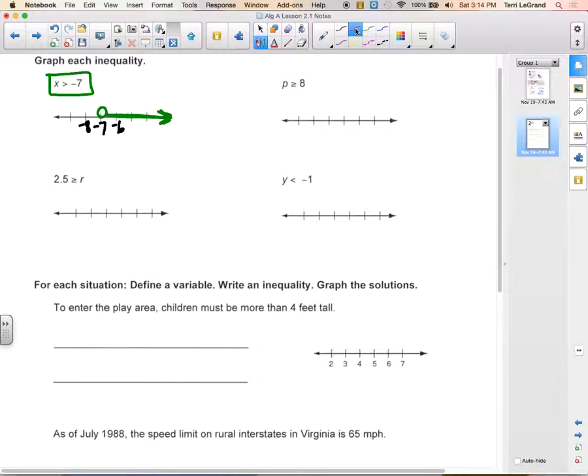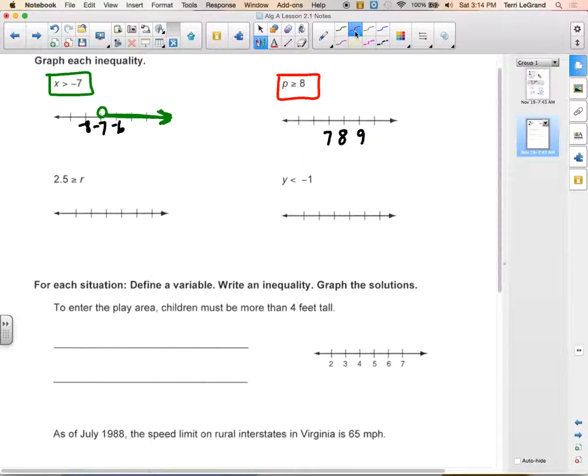Okay, let's move on to this one. We have P is greater than or equal to 8. Okay, first thing we're going to do is say, I need to pick where on the number line I want to be. So 8, integer neighbor to the right, 9, integer neighbor to the left, 7. That's enough labeling, that's all I'm requiring of you.